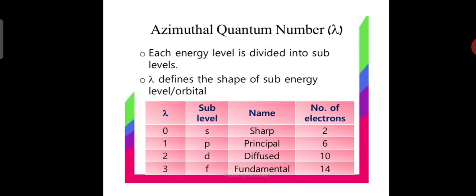The number of electrons in the S sublevel is 2. For the P, we have 6 electrons. For D, we have 10. And F, we have 14. So that is the total number of electrons per sublevel.